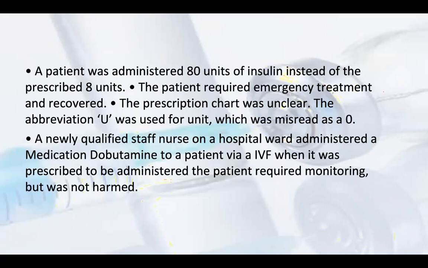The abbreviation U was used for a unit, which was misread as a 0. So they have written 8U, and it was read as 80. So that was very, very overdosed while dispensing to the patient. At that time, someone has to check that 80 units cannot be given at the same time to a patient.